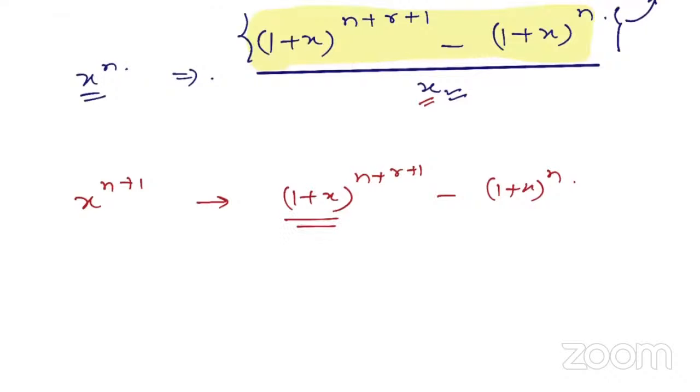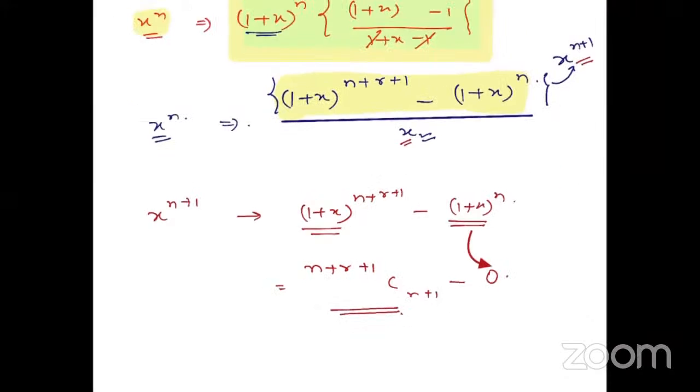Obviously, we know that the coefficient of x to the power n plus 1 is n plus r plus 1 C n plus 1 minus 0. This expansion is going up to x to the power n only, so we are not able to get the term of x to the power n plus 1. So for this the answer will be 0, and for the other it's directly coming from this part. So my answer for this question will be something like this. Again, note down please.